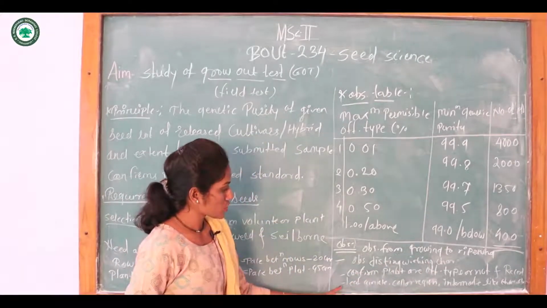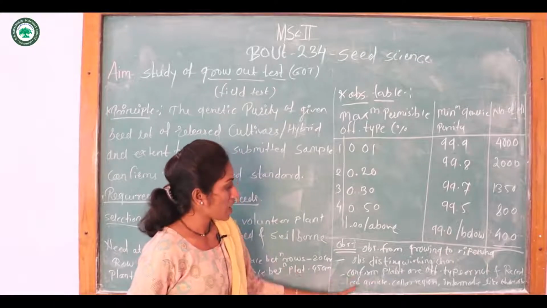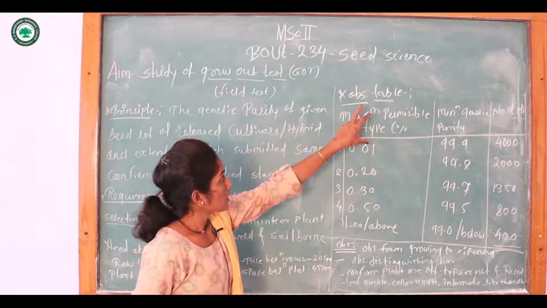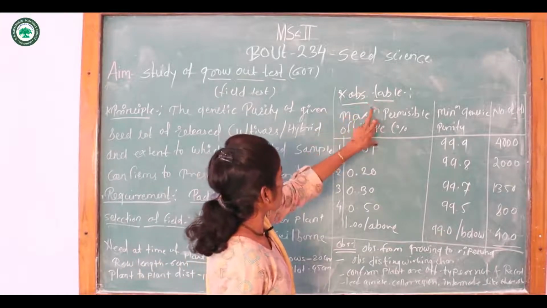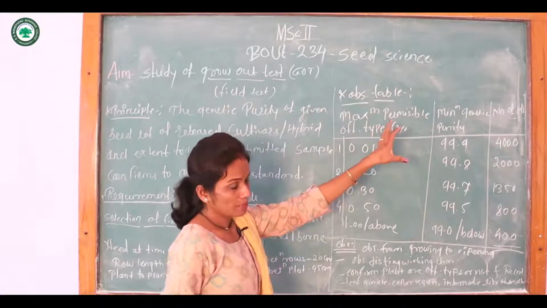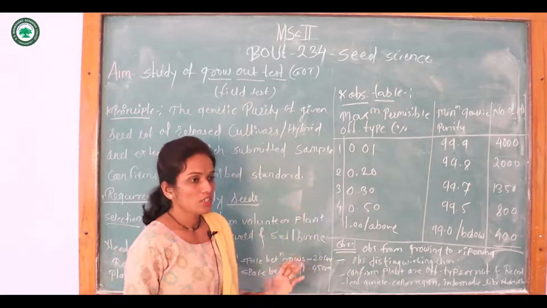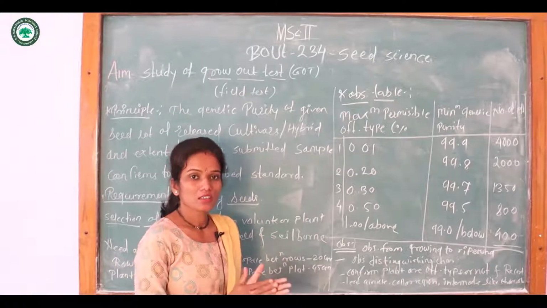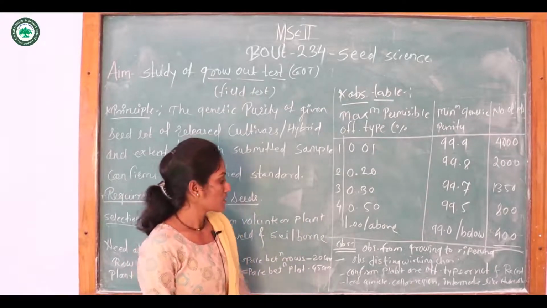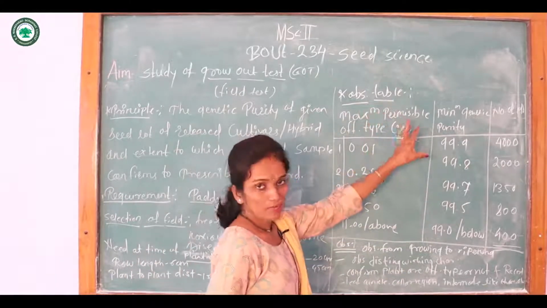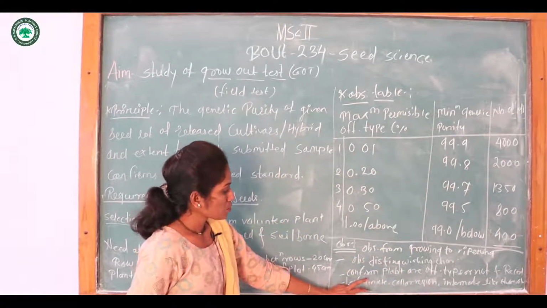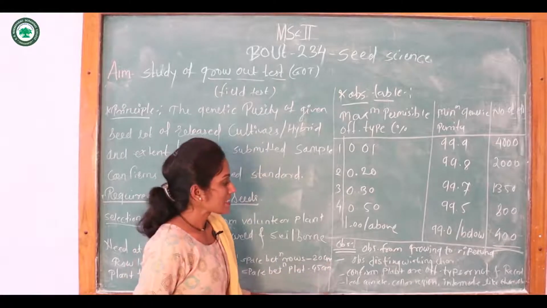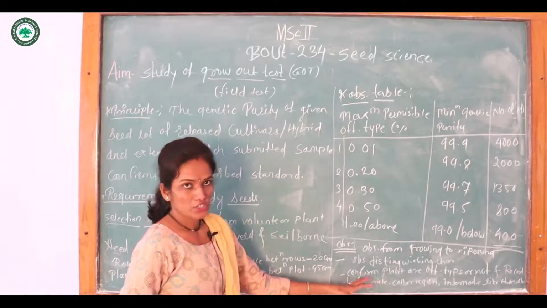The next observation is that we have to confirm whether the plants are off type or not. In the observation table, the first row is the maximum permissible off type of seed. In our plot there are many plants that form off type plants, that means there is no formation of flower or fruit. That's why it is known as an off type plant. So we have to confirm whether the plants are off type or not. This is the distinguishing characteristic between them.